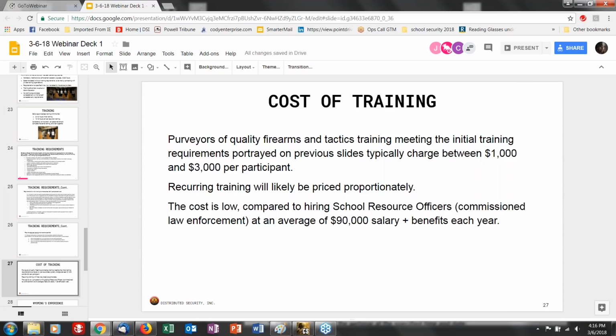The cost is very low compared to hiring school resource officers at an average of $90,000 worth of salary and benefits every year. For 1 year's salary for a single school resource officer, you could provide the one-time initial training for up to 30 armed staff members.